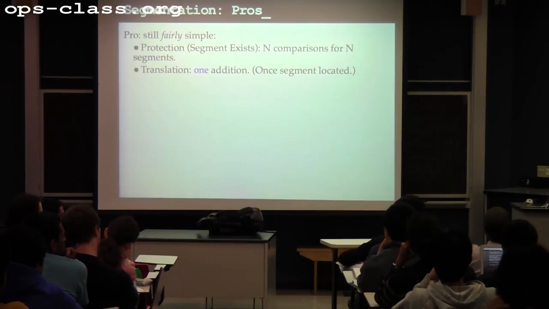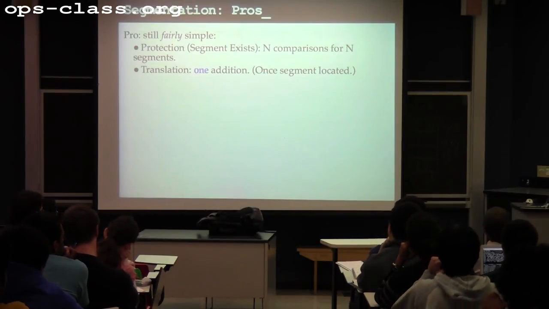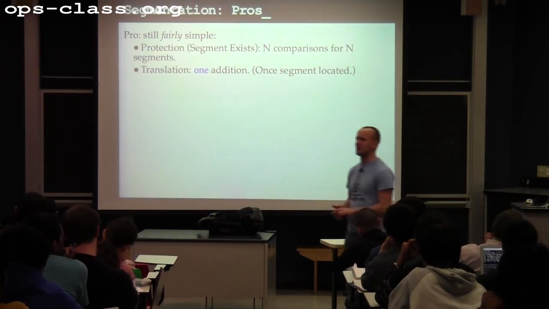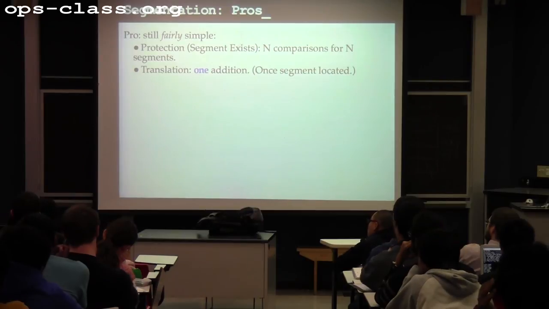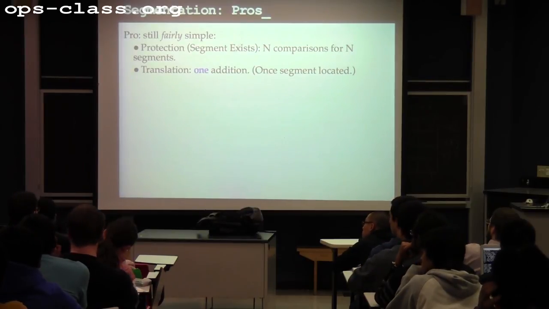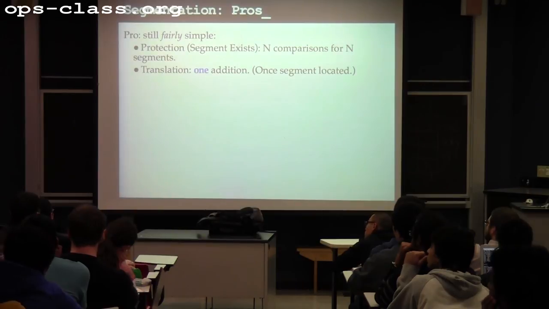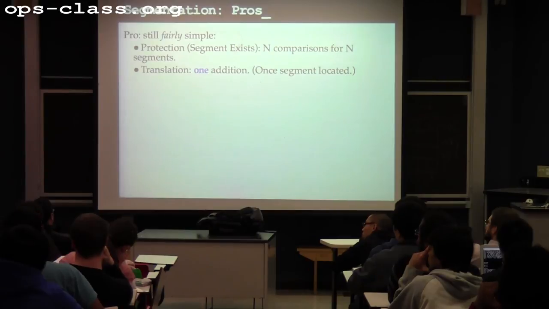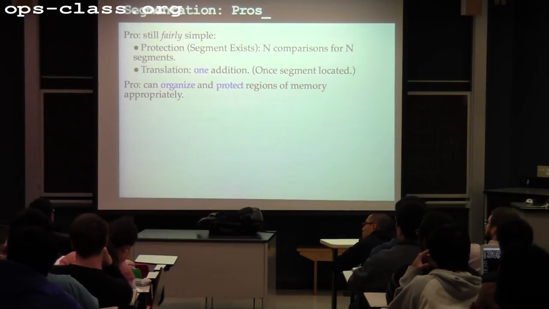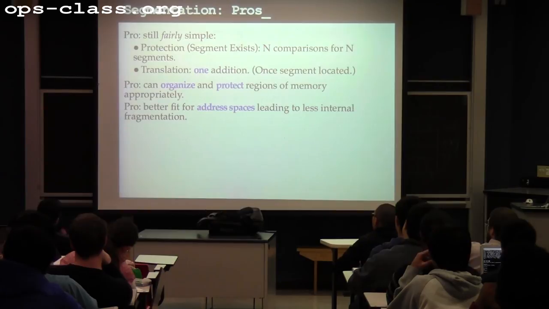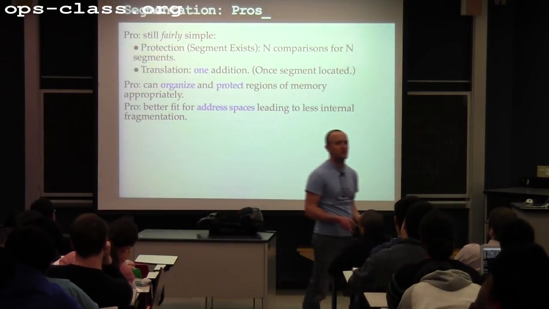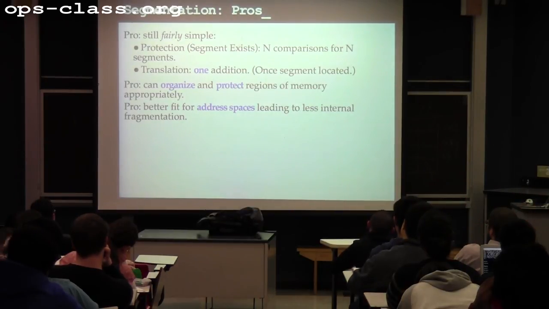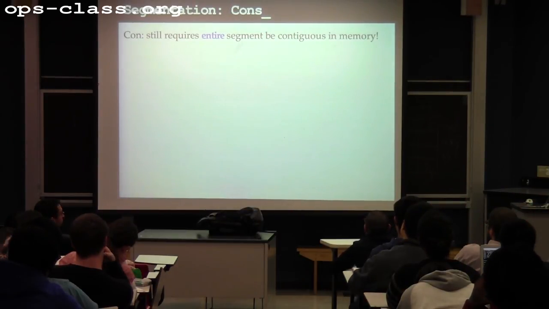So as the number of segments grows, the amount of time it takes me to locate the segment is going to potentially grow. I could probably play some games in hardware to make this log n or something like that, or even constant time, which we'll talk about next time. And the translation is also quite simple once I've located the particular segment that I want to use, right? Just one addition. And again, the nice thing is that I can organize and protect these regions of memory appropriately. And it's a nice fit for address spaces. Allows me to cover the address space with less waste of virtual memory and less internal fragmentation, right?